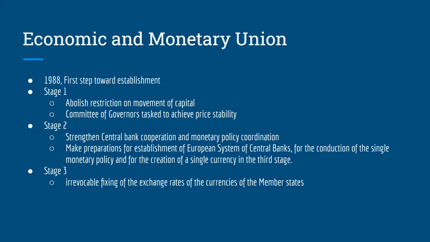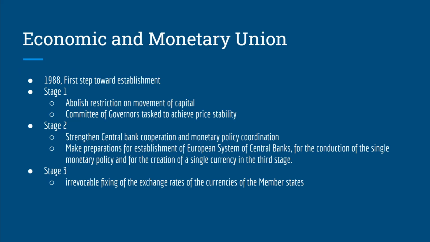The first step toward building the ECB came in 1988 when the Economic and Monetary Union was established. Its motives were laid out in 3 major stages. Stage 1 aimed to abolish restriction of movement of capital and to achieve price stability amongst the Committee of Governors.